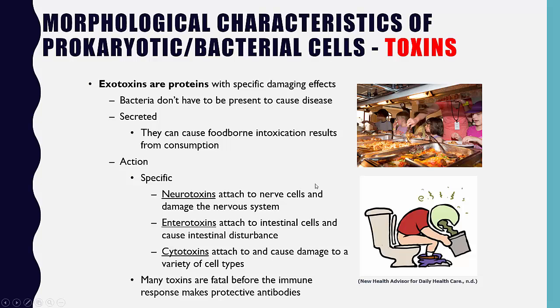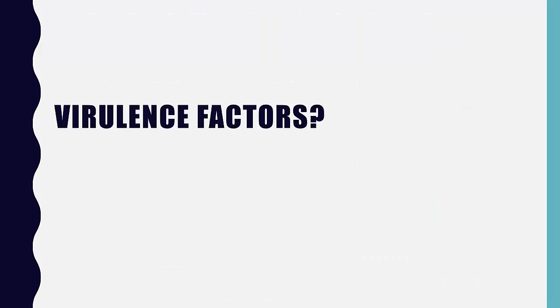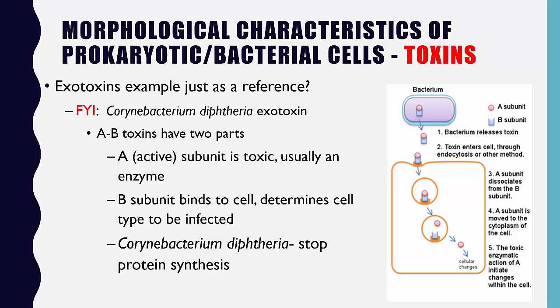Many of these exotoxins, by the way, can be fatal before the immune response can even make protective antibodies. And like I said before, a good example of this is the exotoxin from Clostridium tetani that causes tetanus. Also, Clostridium botulinum that causes botulism. That is a deadly toxin. And again, the bacteria don't even have to be there. The toxin will remain. Do you think that these toxins are virulence factors? Oh, I would say yes. Anything that does damage to the host is a virulence factor.